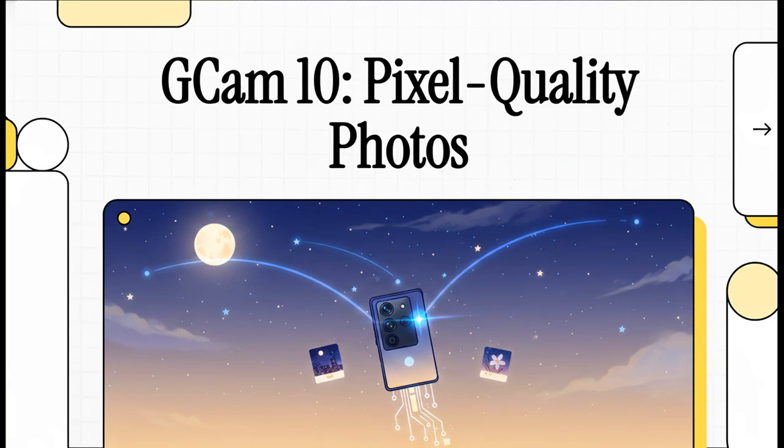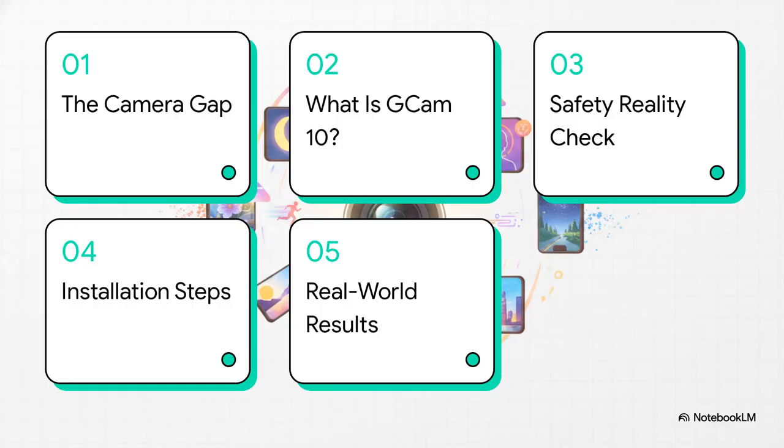Welcome to this explainer. Look, if you've ever looked at your photos and thought, man, this doesn't look like an $800 camera, especially at night, yeah, you're in exactly the right place. Today, we're unlocking industry-leading camera features on the phone you already own without spending a single dime. Here's our roadmap for today.